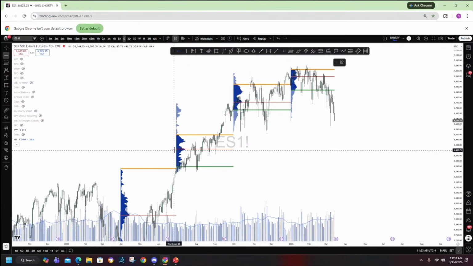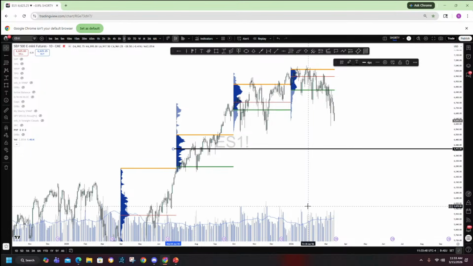Would this level be important to anyone? Yeah, it's a magnet. Why? It's untouched, untested.